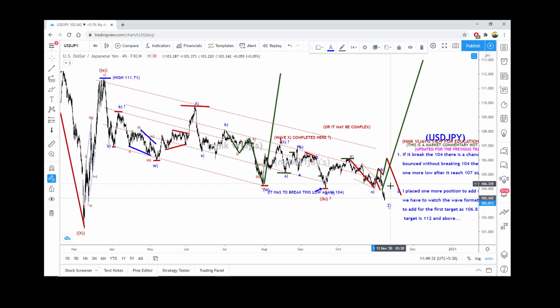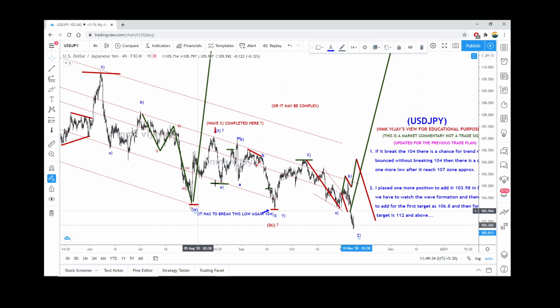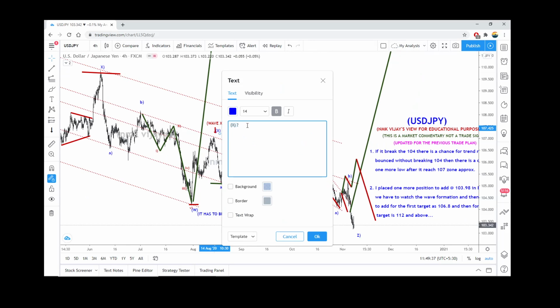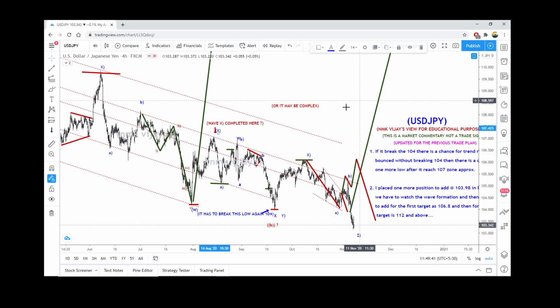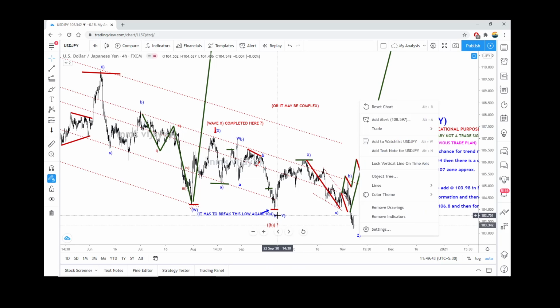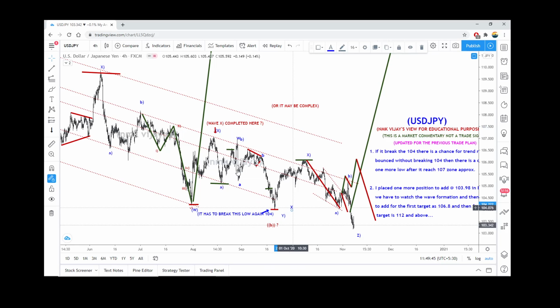So here it's a W. I will come to a conclusion. This is an X. So now there is no need here for another X. We will remove this.